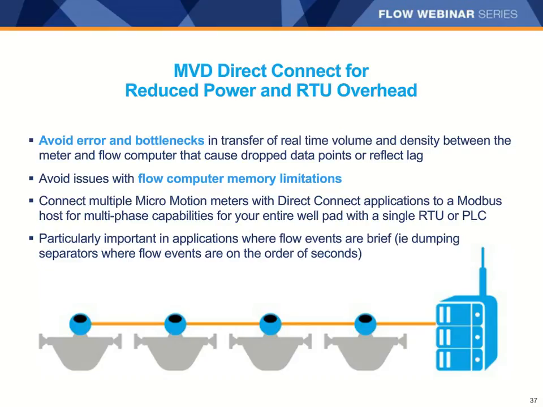The direct connect application allows you to connect multiple meters to the RTU with no bottleneck concerns. You don't have to worry about any latency on the line getting information from that meter back to the flow computer, because all those calculations are done in the core processor and the totals are kept in the core processor. If you have any interruption with that flow computer, you still have integrity of that measurement as you connect back up and the new total is pushed to the RTU.